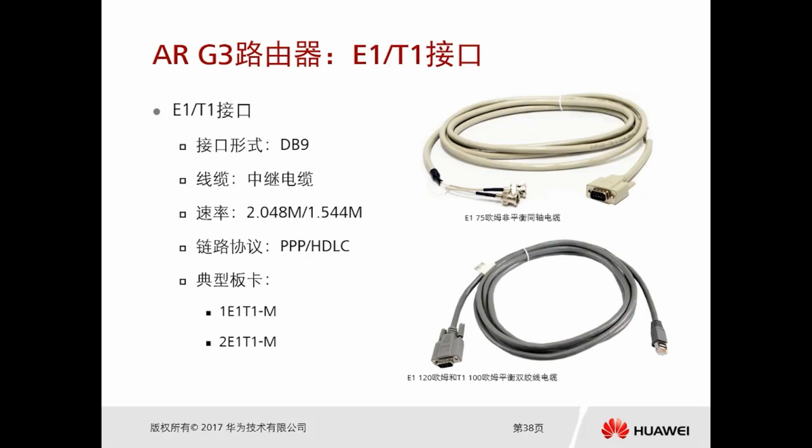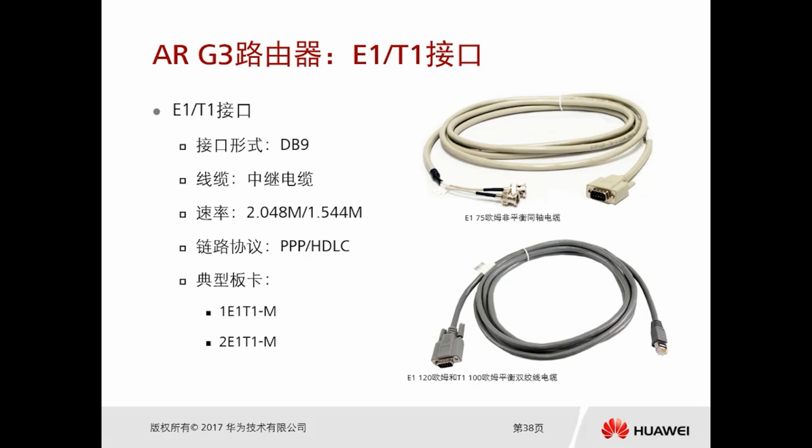Now let's take a look at which interface? This T1 interface. This interface takes the form of DB9. In other words, the type of interface has changed again. So what about its line? It is the trunk cable. What about its speed? It's at this 2.048 megabits or 1.544 megabits rate. So what about its link protocol? It's no longer the Ethernet protocol we used before. It's now using the PPP protocol, or it could be the HDLC protocol.